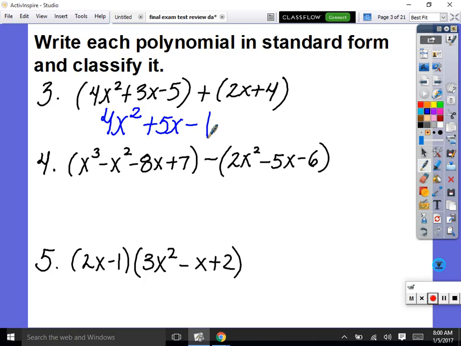So number 3 is just addition. Don't let the parentheses throw you off, because on the final exam, they'll make sure to put an answer where you accidentally multiplied it together. Because a lot of people do that, but it's addition. So you're just combining like terms. So you should have got that as an answer. Number 4, subtraction is one of the most missed problems on the test because people forget to distribute that negative through. So that's really negative 2x squared plus 5x plus 6. And now you're just combining like terms.